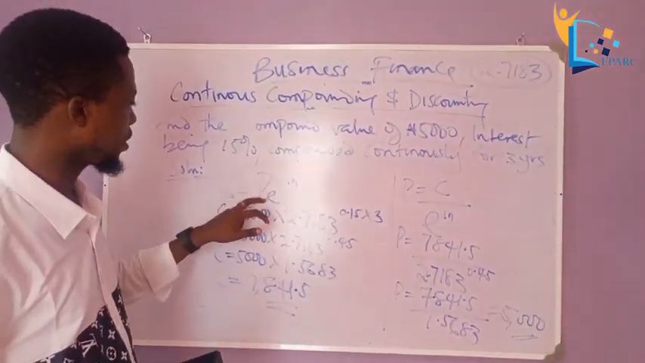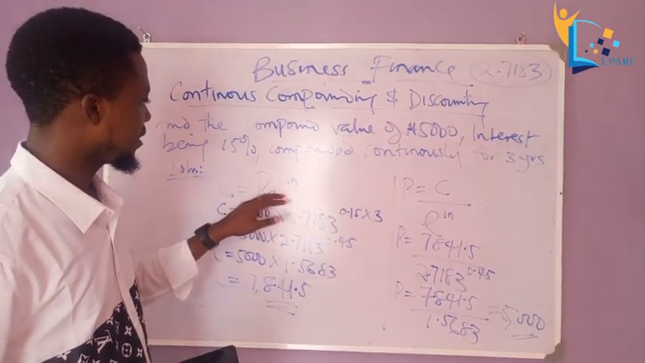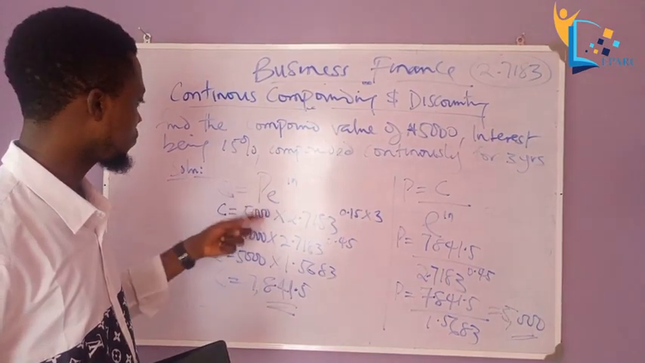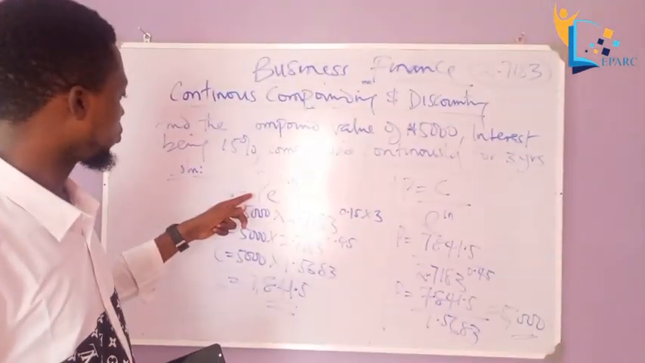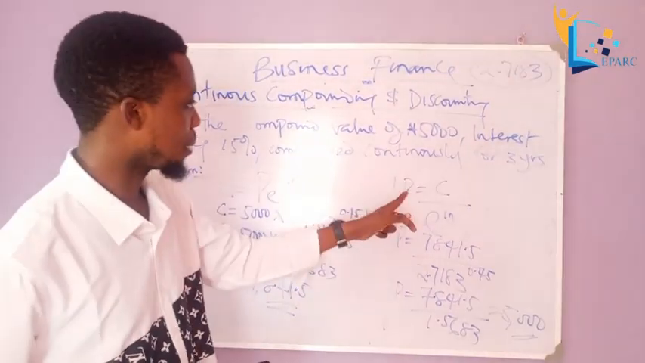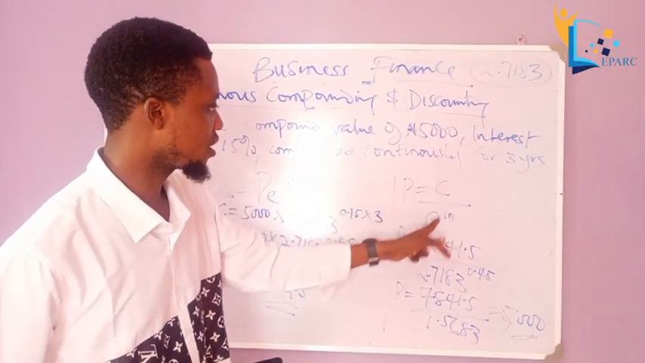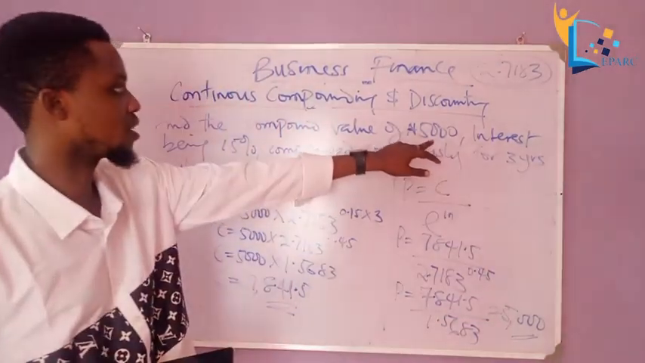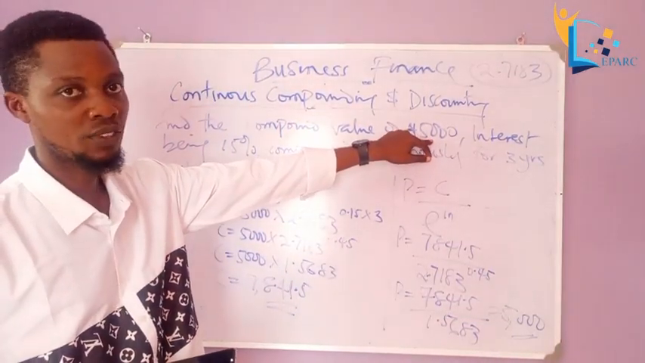So just like I told you, when we're looking for compound value, this is the formula we take. C is equal to P E raised to power IN. Then alternatively, if we want to find P, the present value, we are going to use this formula. P is equal to C all over E raised to power IN. After solving, we got 5,000, which is the same thing as the 5,000 here.